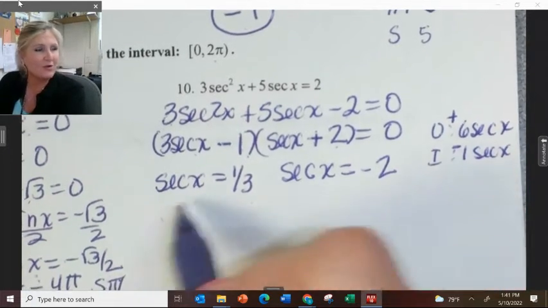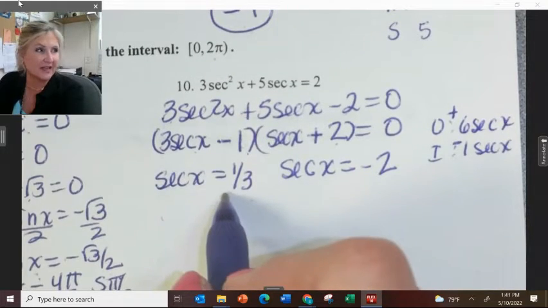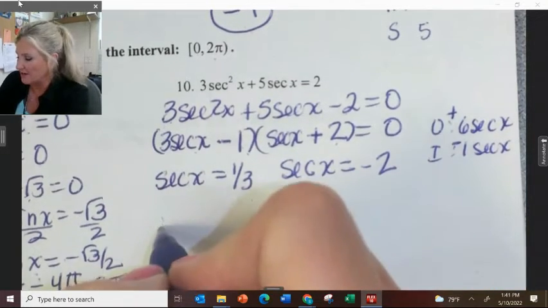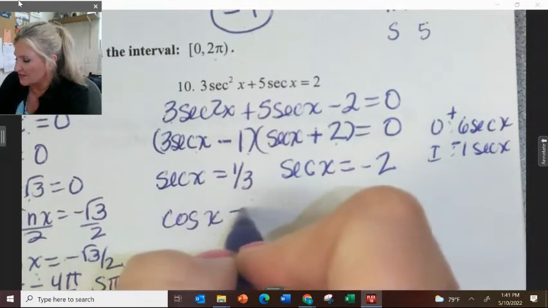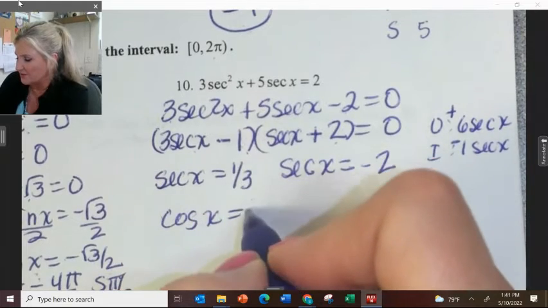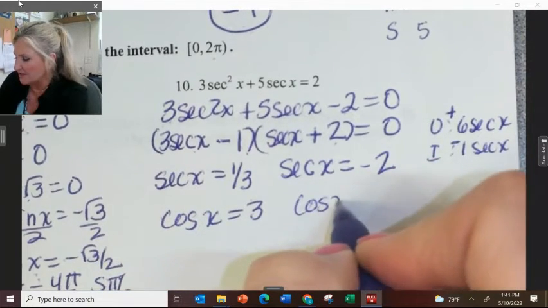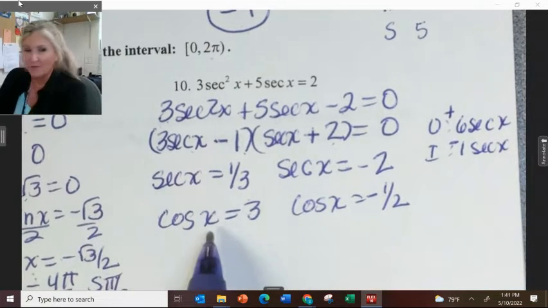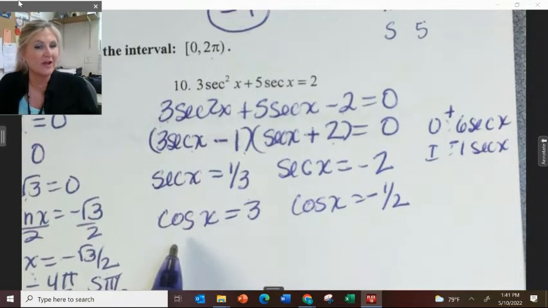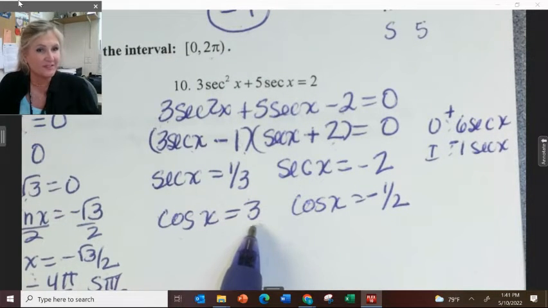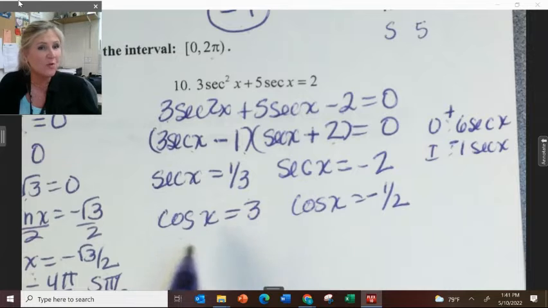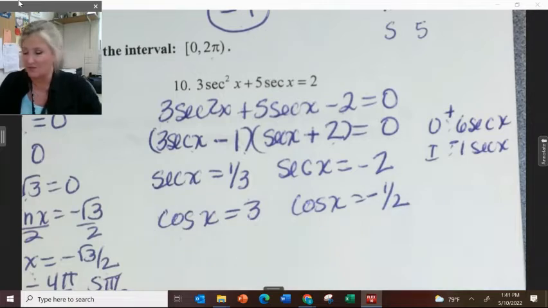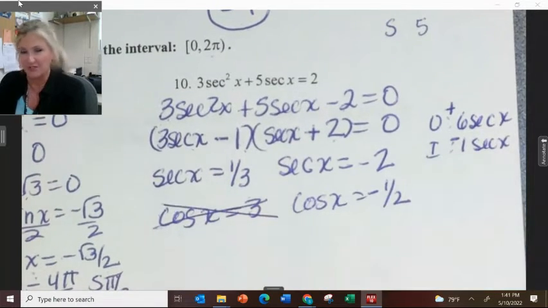Okay, now we're not really familiar with secant, so we're going to change these into cosine. So if I change this into cosine, what's this going to turn into? And if I change this into cosine, what's it going to turn into? Now, is it possible for a cosine to have a value that's 3? No, what do all of our answers for cosine have to be in between? Negative 1 and positive 1. So this is not going to even have a solution.